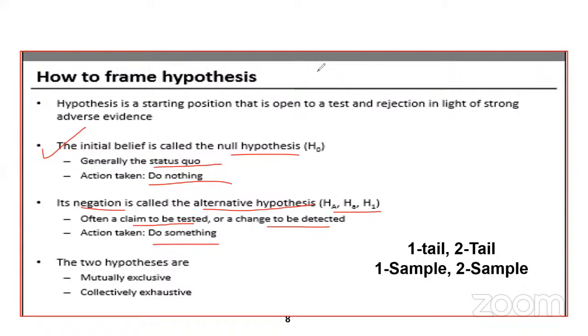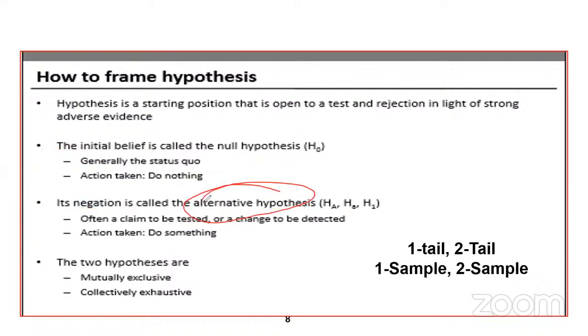do something. Always we are going to try to prove the alternate hypothesis. If it is proven correct, then we will reject the null hypothesis. If it is proven wrong, then we will reject the alternate hypothesis. Null and alternate hypotheses are mutually exclusive and collectively exhaustive.